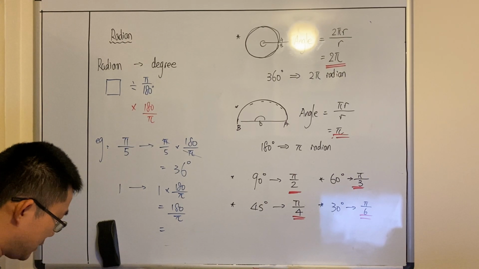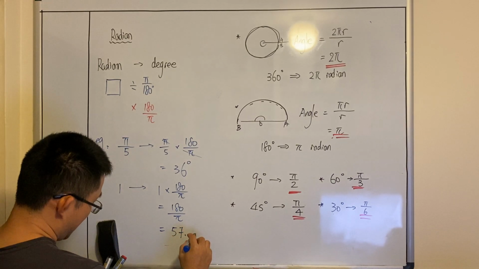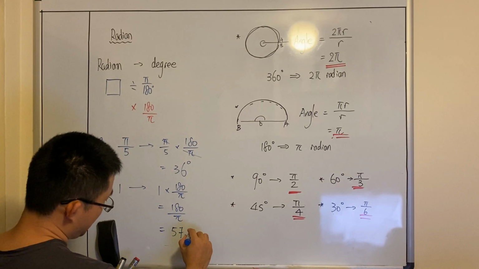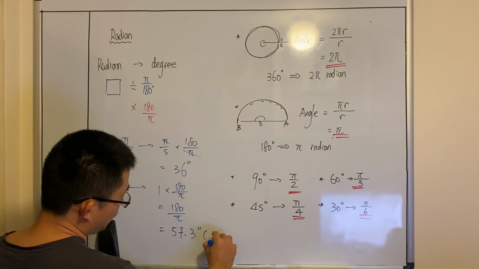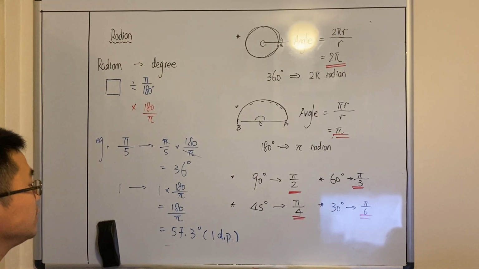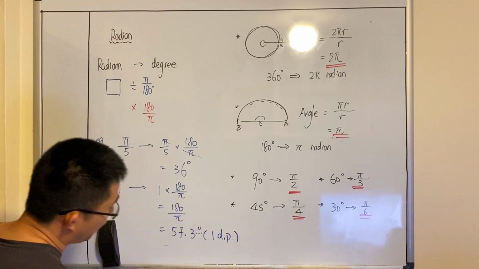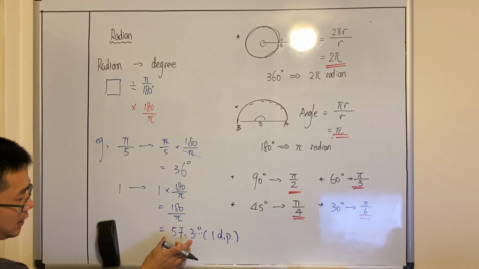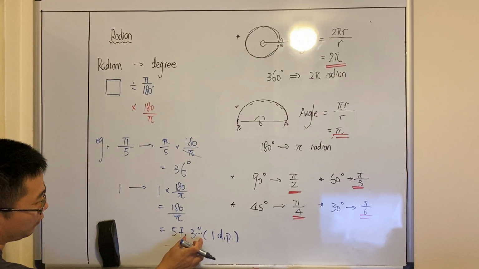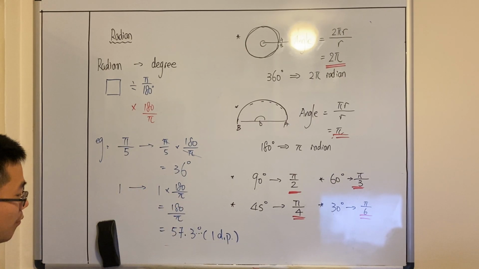So let's try this. The angle in degree is 57.3 degrees to 1 decimal place. That's 57.3 degree. That's what I mentioned previously. You can have decimal numbers here, which means the radian is going to be a number that's not in terms of pi.